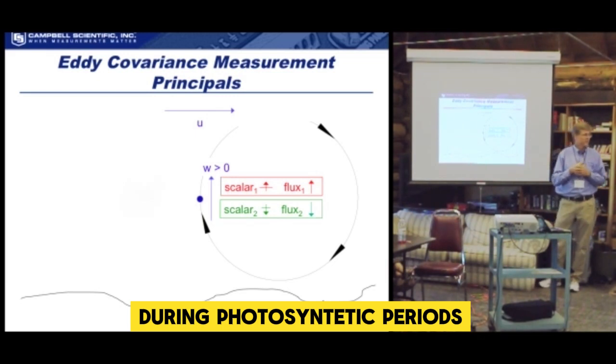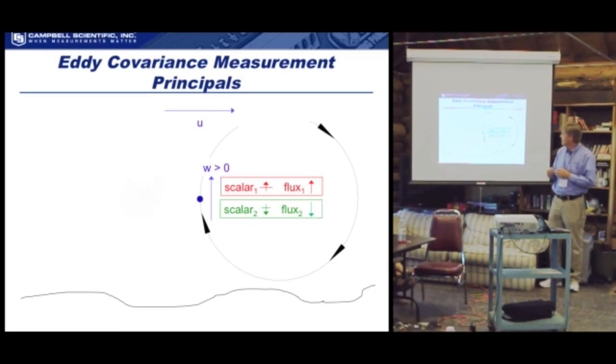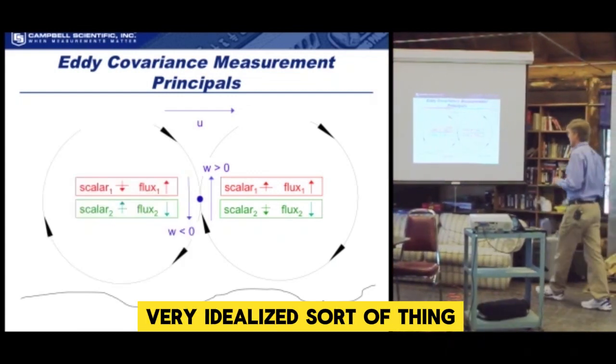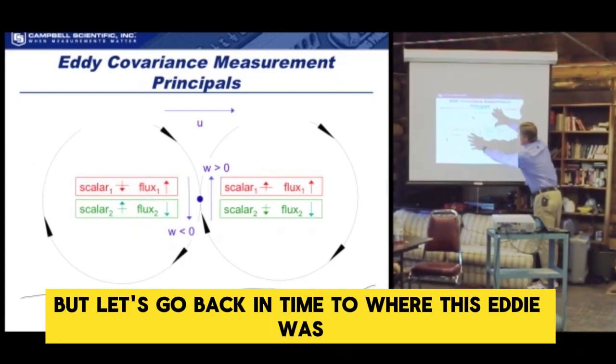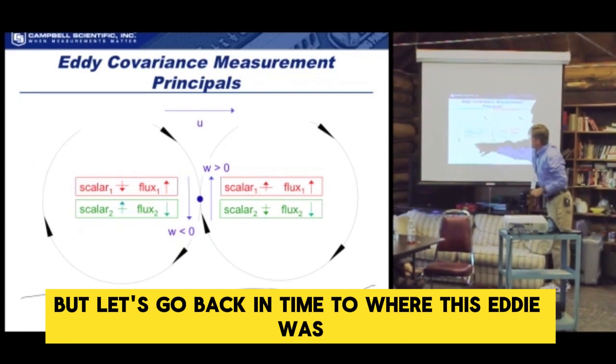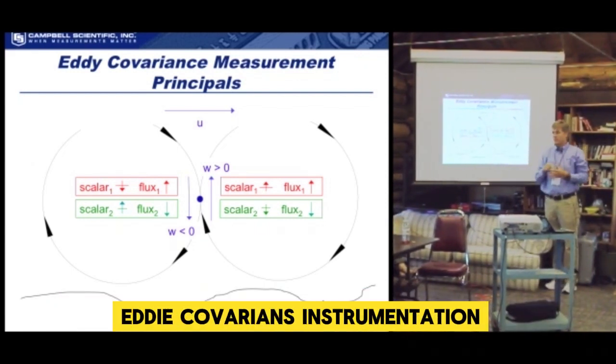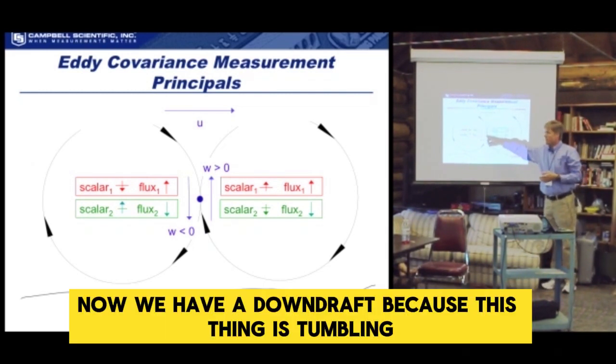Exactly, during photosynthetic periods. Right. Now, the same thing is going on, again, very idealized sort of thing, but let's go back in time to where this eddy was, the leading edge of this eddy past our eddy covariance instrumentation. Okay? Now we have a downdraft because this thing is tumbling.